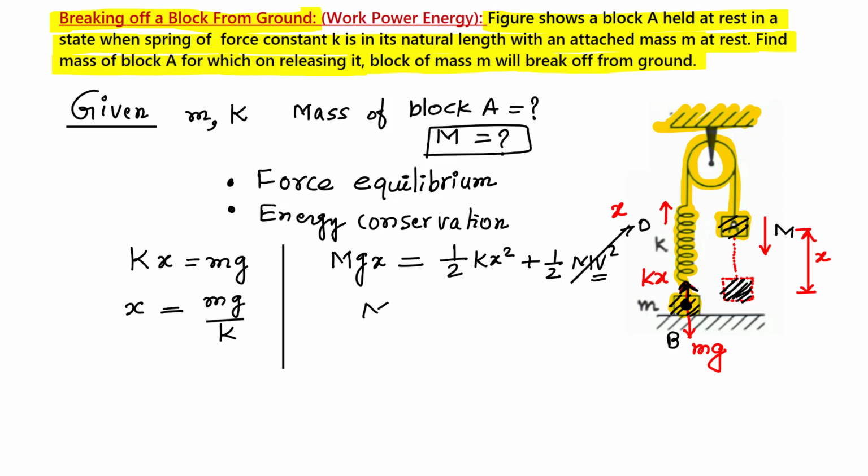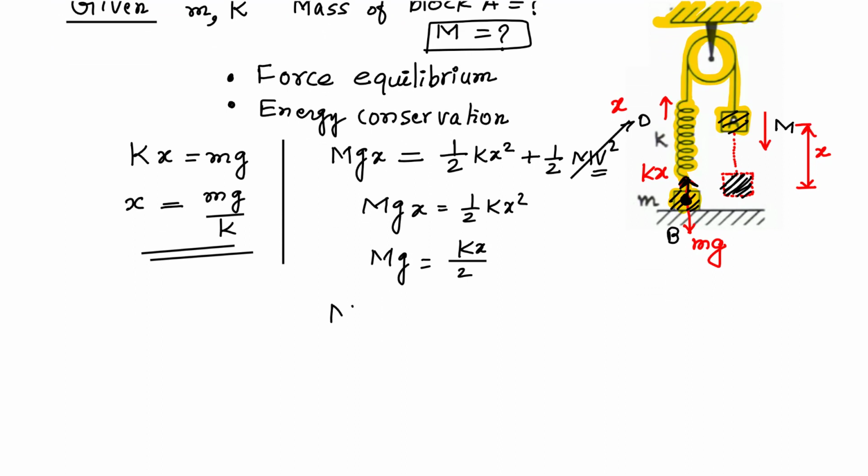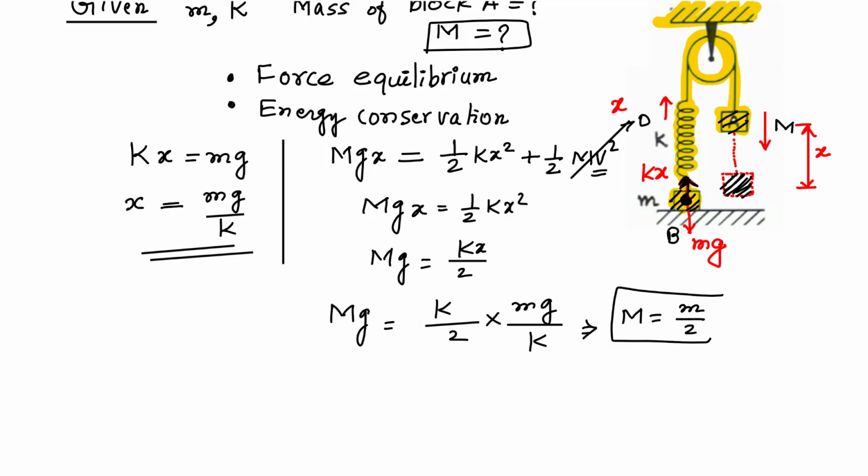So from here you can say Mgx equals half kx square. This means Mg equals kx by 2, and x is nothing but mg by k. So if you put this, you will have Mg equals kx by 2, and from here you can say M equals m by 2. So if this mass M is half of this mass m, then only this can break off the ground.